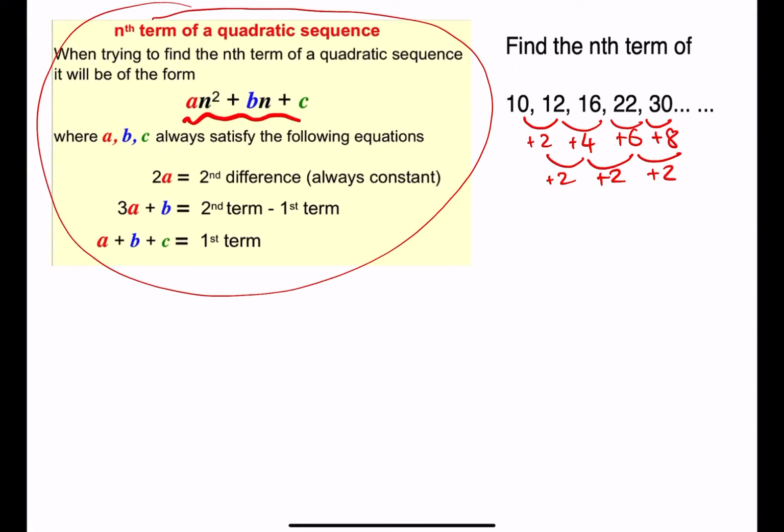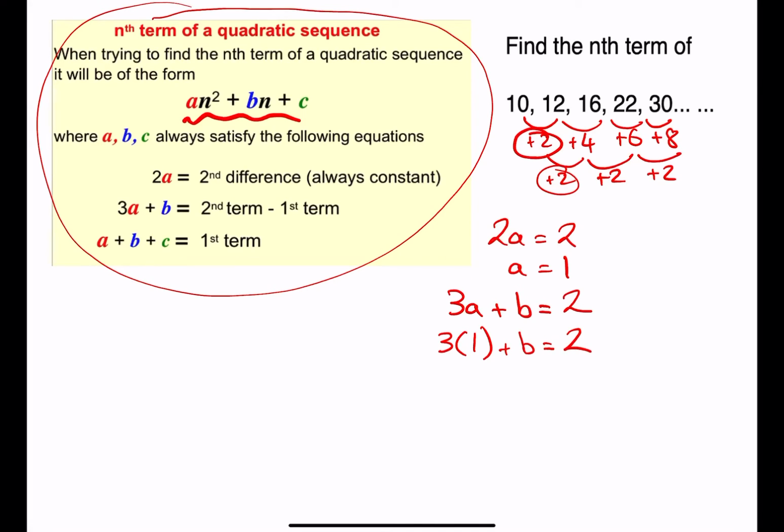So we're told 2a is the second difference. That's that one, plus 2. So if 2a equals 2, well then a must be 1. Then I'm told that 3a plus b is the second term minus the first term. That's that number. Also in this case, 2. So if I know that a is 1, I can say 3 lots of 1 plus b equals 2. So 3 plus b equals 2. Take away 3 from both sides. b must be minus 1.